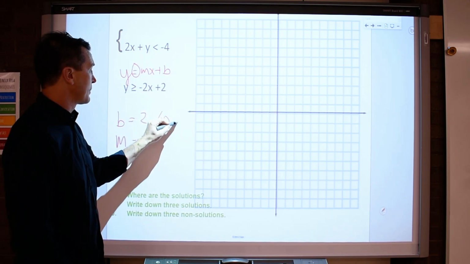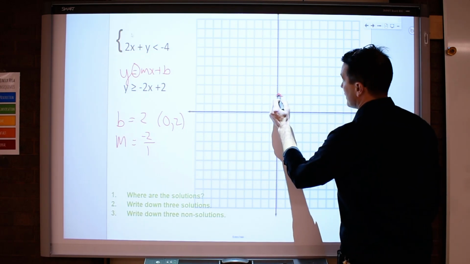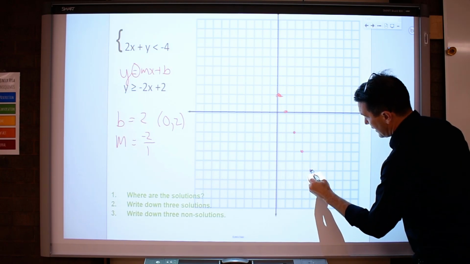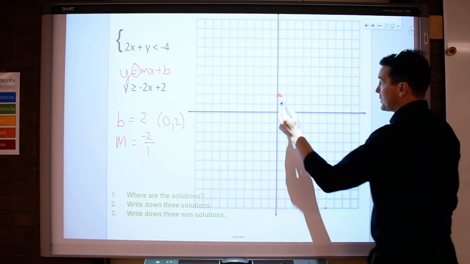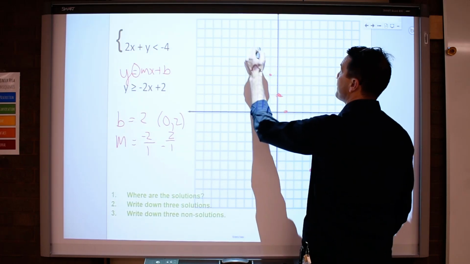And this is the point 0, comma 2. And I'm going to graph it, 0, 2. And my slope is going to be down 2, positive 1, down 2, positive 1, because my slope is negative. It should be in a negative direction. And the opposite of that is going to be 2 over negative 1. So I'm up 2, negative 1.